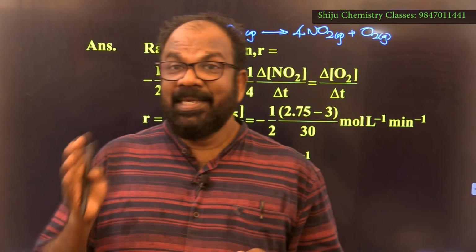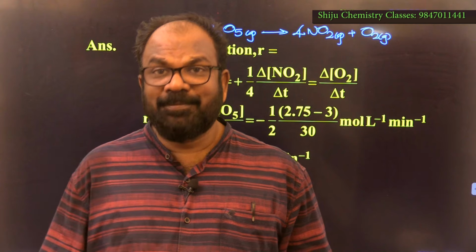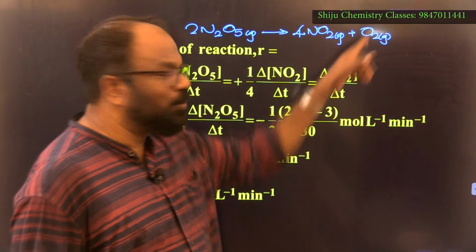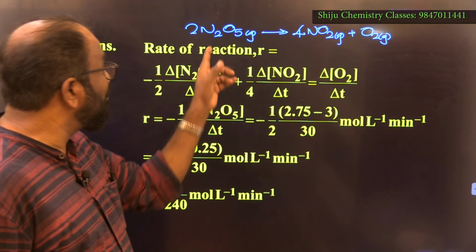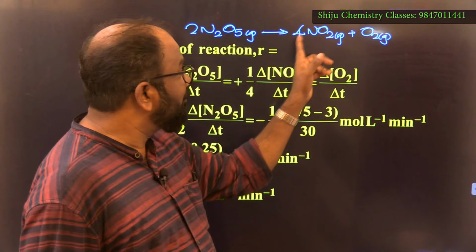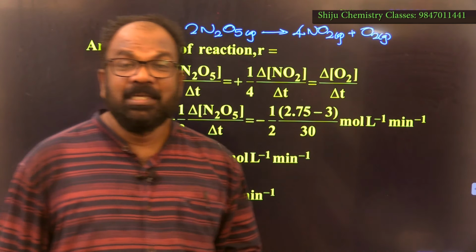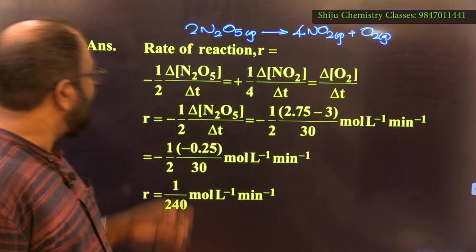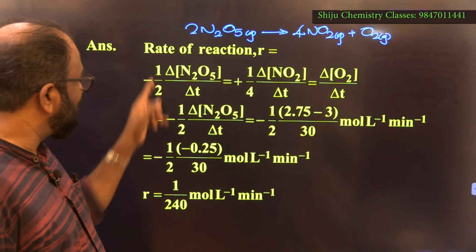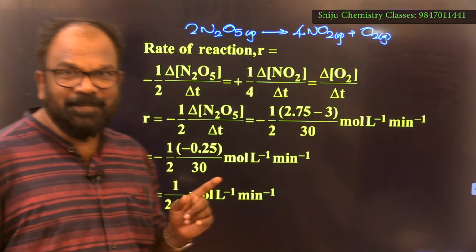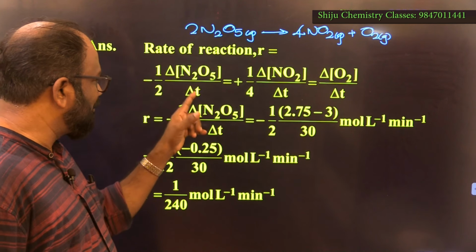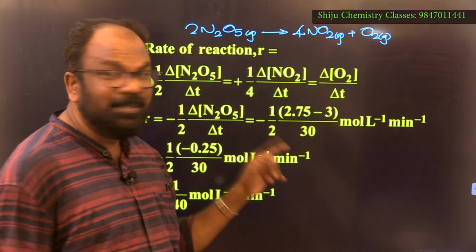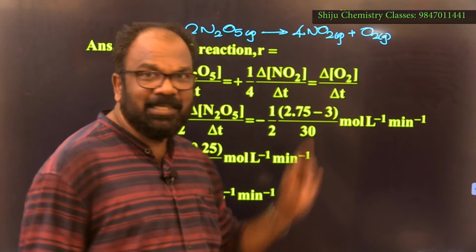In this question, the equation for the decomposition of N2O5 is given as 2N2O5 gas gives 4NO2 gas plus O2 gas. Here the coefficient of N2O5 is 2, NO2 is 4 and that of O2 is 1. Now we can write the rate of reaction in terms of both reactants and products. That is, rate of reaction R is equal to minus 1 by 2 into delta of N2O5 divided by delta T, is equal to plus 1 by 4 into delta of NO2 divided by delta T, is equal to delta of O2 divided by delta T.